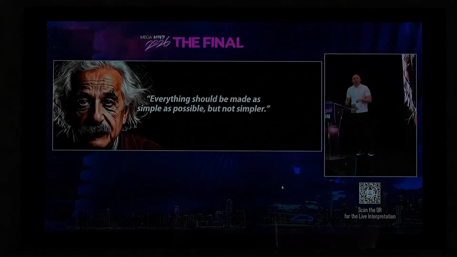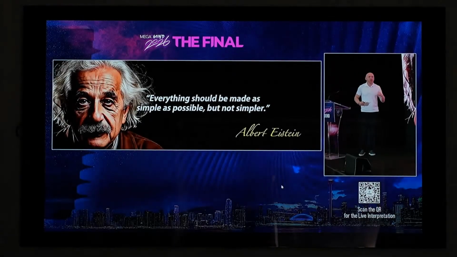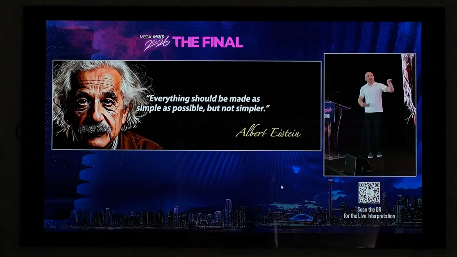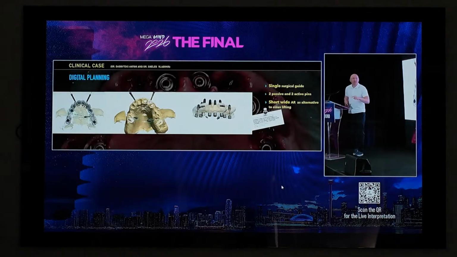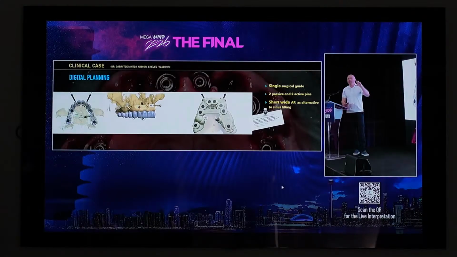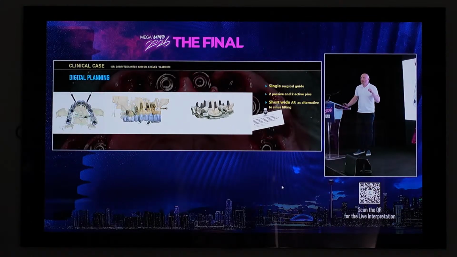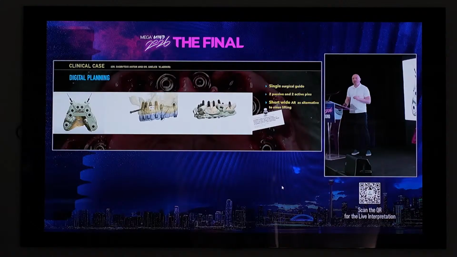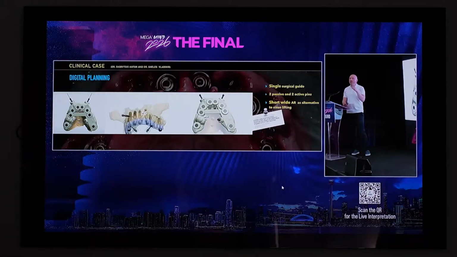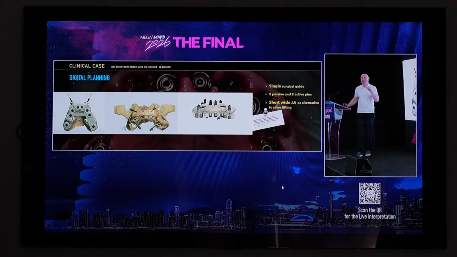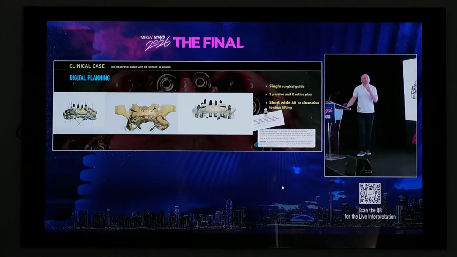When we speak about complex cases, we follow one rule: everything in complex cases should be made as simple as possible, but not simpler. That's why we place short and wide implants in the distal area as a distal support, and it is very effective. In this case, we draw only one surgical guide that gives us the opportunity to place implants in the positions that we need. Only one, with 2 passive pins in the front zone and 2 active pins in the distal part when the bone is very soft.